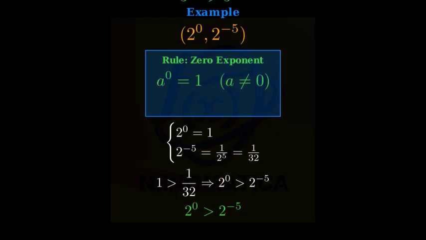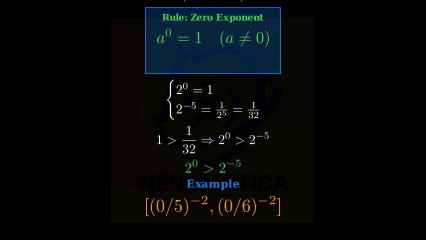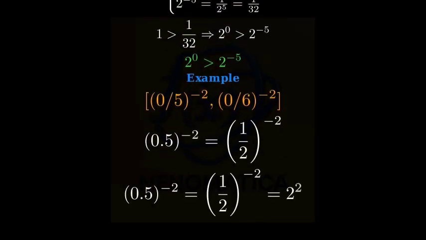Now, for our third example, we need to compare 0.5 to the power of negative 2 and 0.6 to the power of negative 2. Let's first convert 0.5 to a fraction. 0.5 equals 1/2. So 0.5 to the power of negative 2 equals (1/2) to the power of negative 2. Using the negative exponent rule, this equals 1 over (1/2) squared, which is 1 over 1/4, which equals 4.